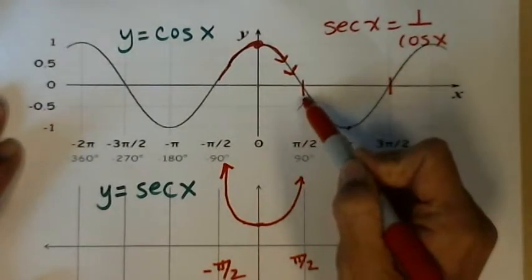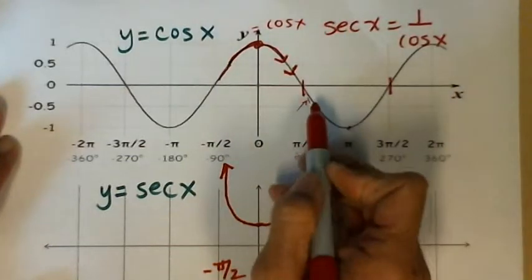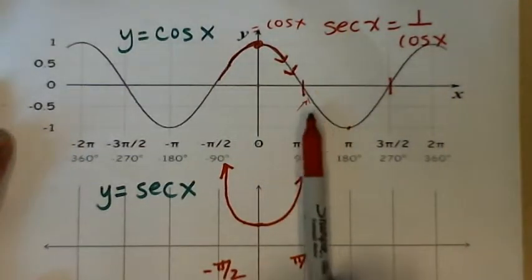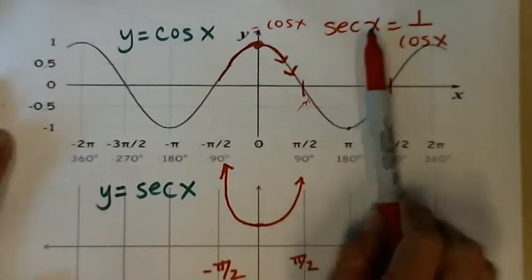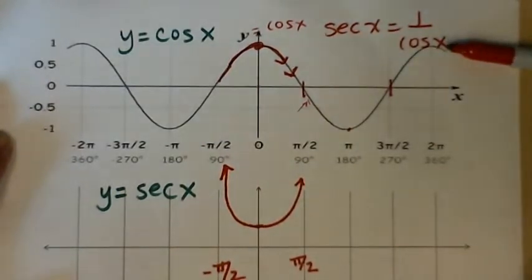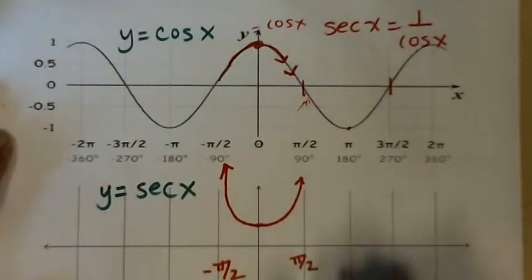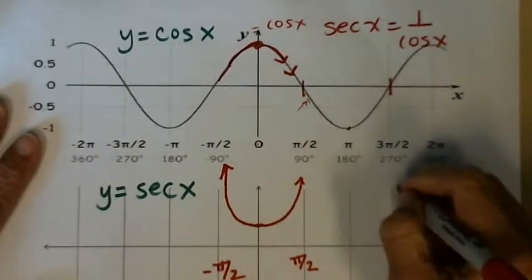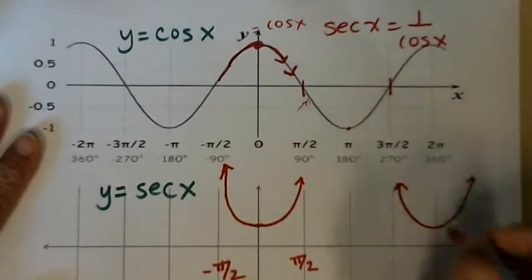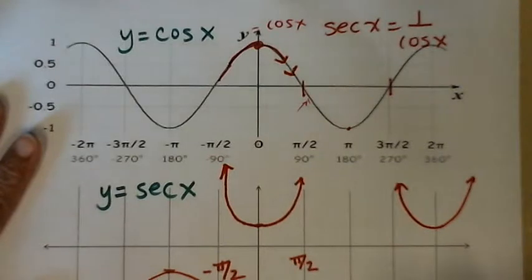Over here, close to pi halves, remember y is graphing cosine x. So if I read off the y values here, just past x is pi halves, those y values are super small and negative. So for my secant values, I have positive 1 over super small and negative, which means I have some negative infinity values in here, heading up toward -1. And then same idea over here at 3 pi halves. And this pattern, cosine has a period of 2 pi, and so does secant. It just keeps repeating.